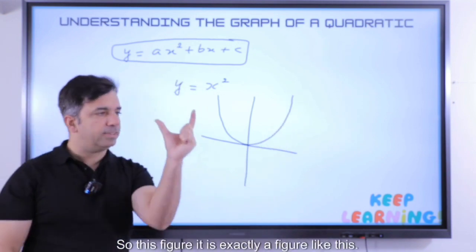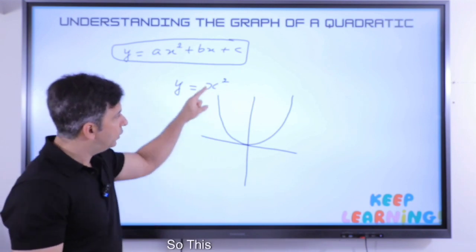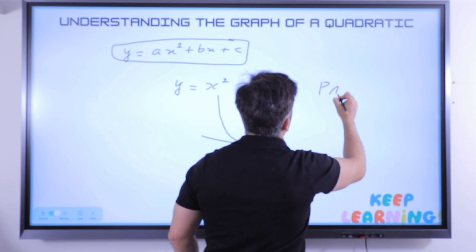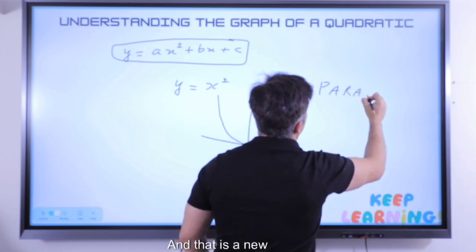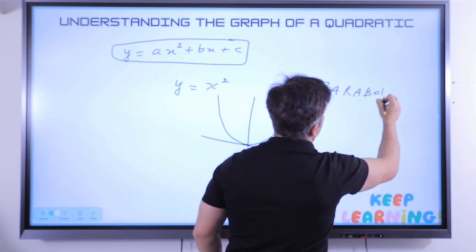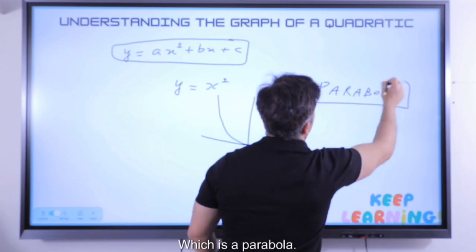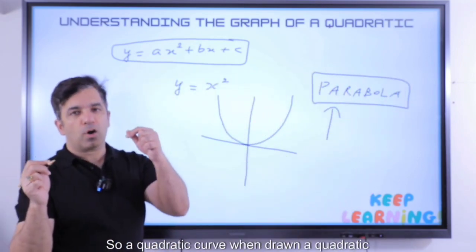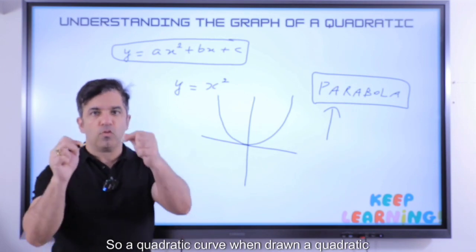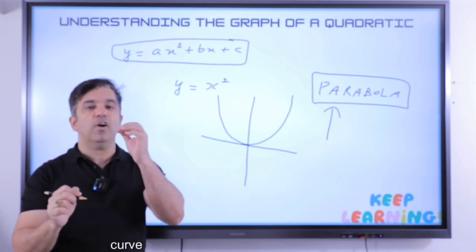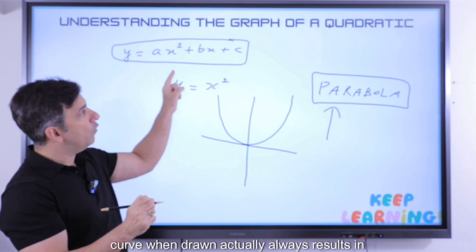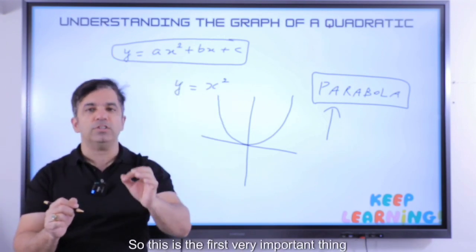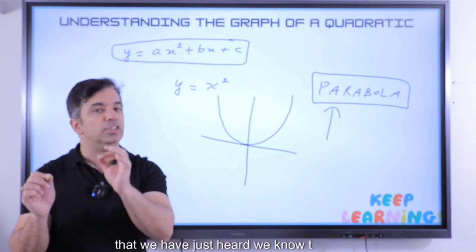So this figure is exactly a figure like this. This figure is a new figure for us now, and it has a new name, which is a parabola. Now this is the new story. A quadratic curve when drawn always results in the shape of a parabola. So this is the first very important thing that we have just heard.